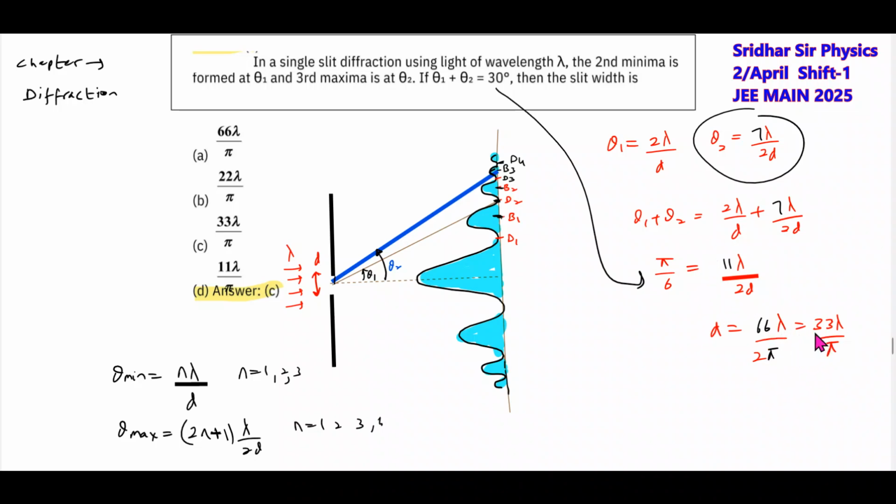6 lambda by 2 pi will be 33 lambda by pi. These are formulas you should remember. You should know this concept. This is a topic based on diffraction, diffraction at a single slit. This is the incident light. We should be very good in these formulas. If you know these formulas, you can manage here. What are they? These are angular positions.